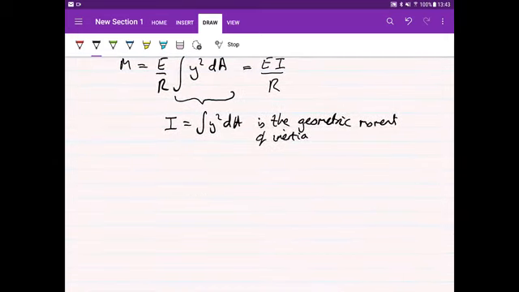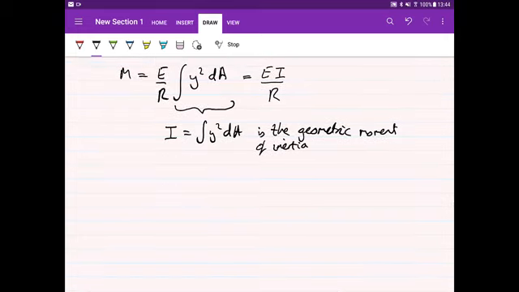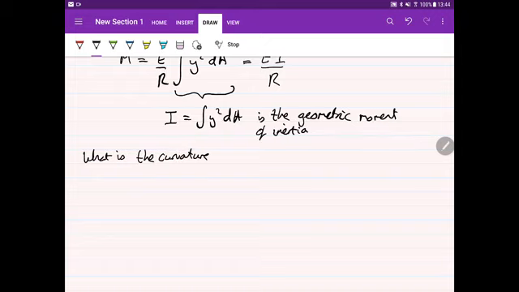So that's great, but it just leaves us with some unknowns still. We don't really know what this radius is. We need to know what the curvature of the beam is in terms of things that we can work with more easily, like x and z. So, question: what is the curvature, 1 over R, for this beam?